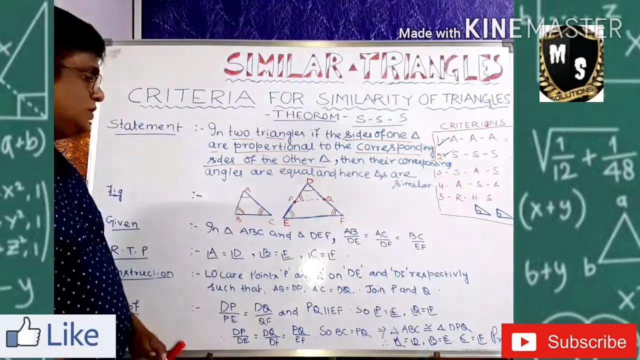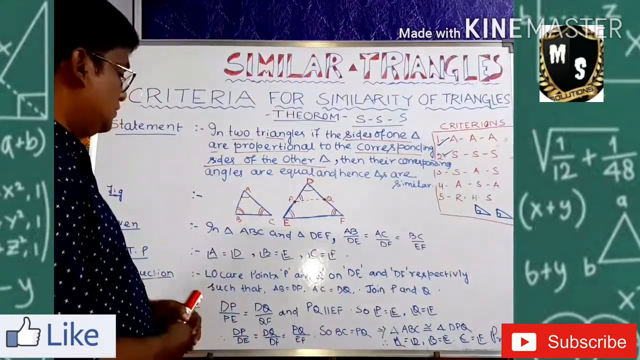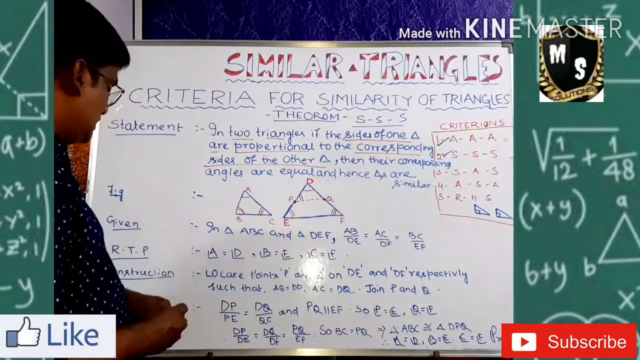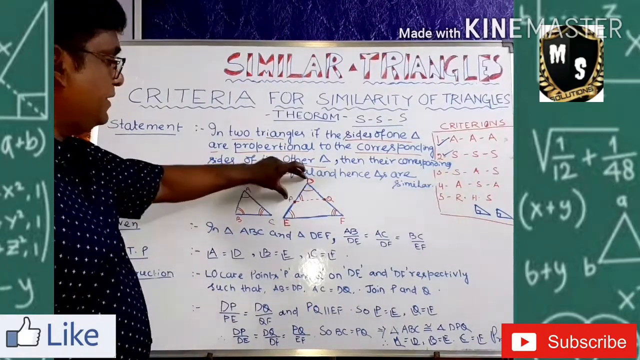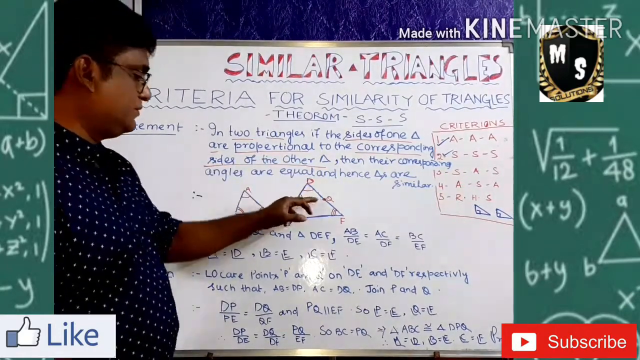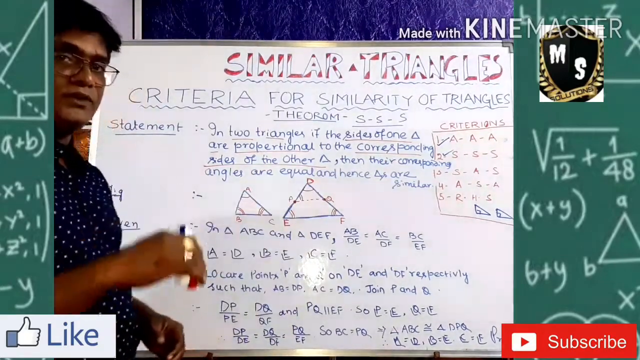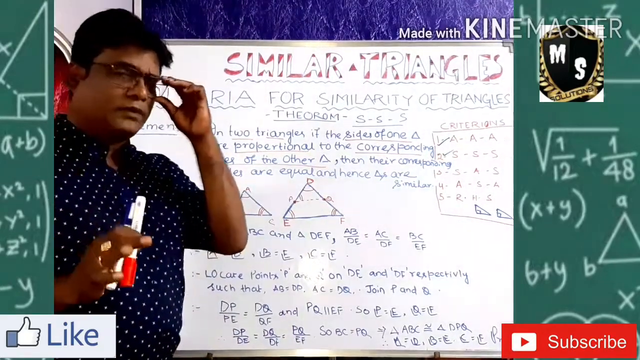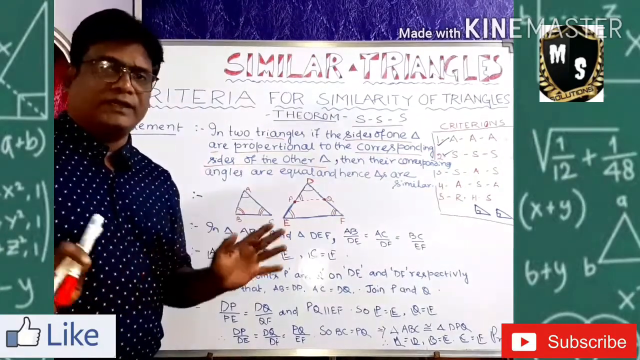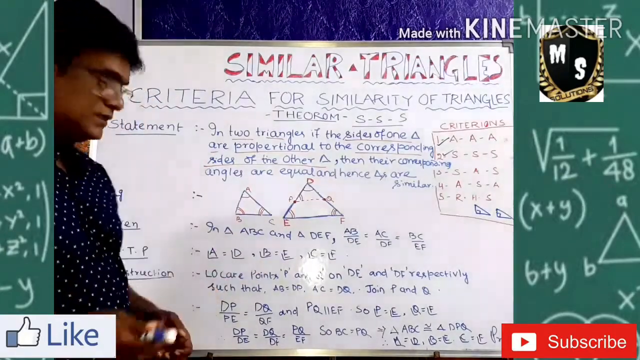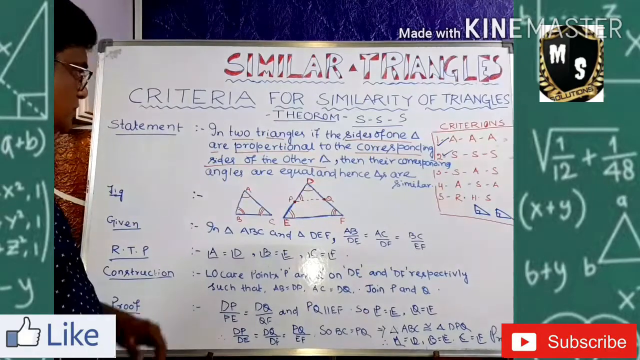Understood this construction? Now what did he say? Now you see AB is equal to DP and AC is equal to DQ. It is in the construction. So now you join the points P and Q. Come to the proof. The proof is very simple and easy. Nothing in it, but try to learn that. See now, the proof.